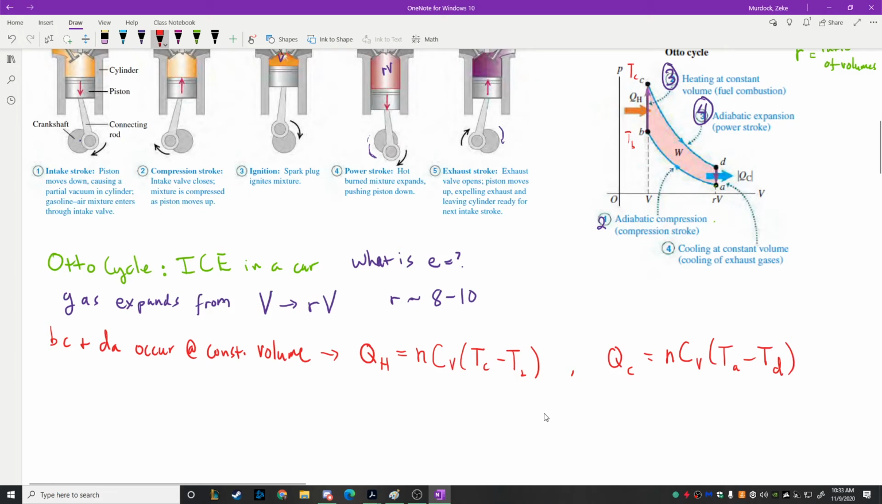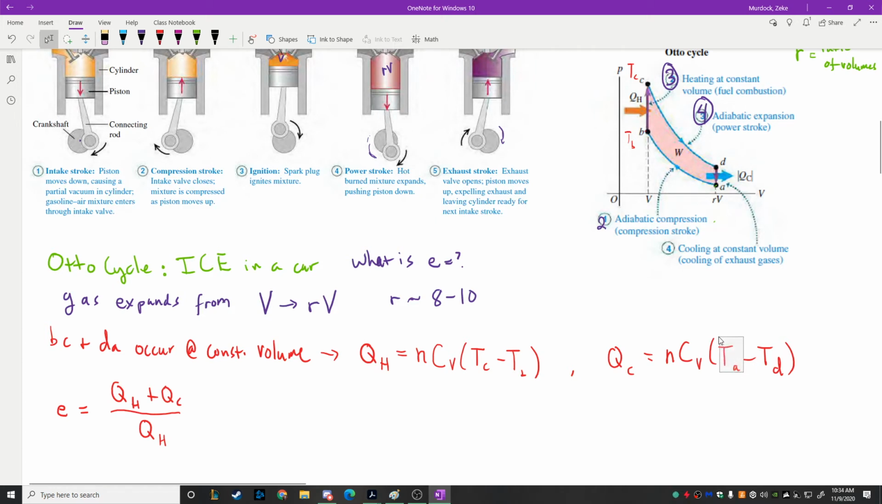So we know that the efficiency of our engine can be given by (QH plus QC) divided by QH. This is kind of similar to what I wrote above. The only difference is there's a plus sign now, and that's because QC is just automatically going to be negative.